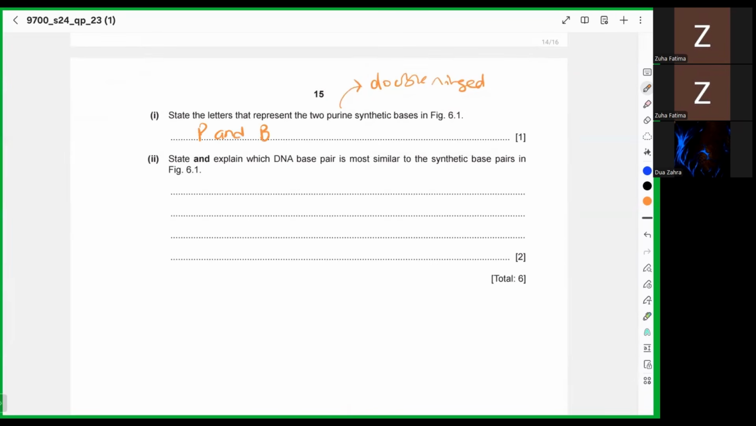State and explain which DNA base pair. Yes, Dua. Have I missed something? Yes, sure. You can discuss the questions. We're done with this paper. इसके बाद आप पूछ सकते हो.